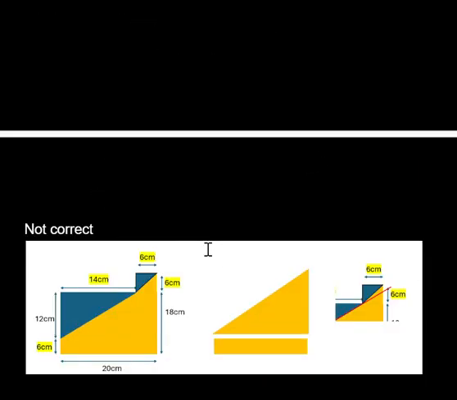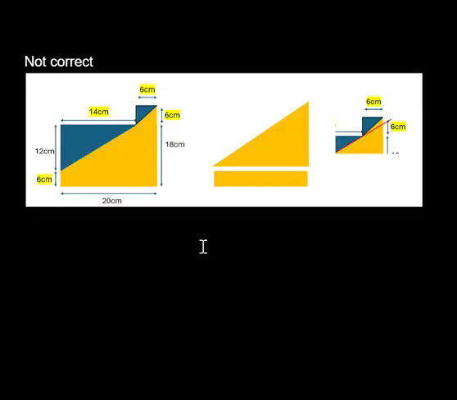I also want to share a mistake that children may tend to make. They thought that this was the shaded area. Remember just now the orange was on this side. They simply flip it and say that I have a big triangle and a rectangle below. So I find the area of the big triangle and the rectangle below, and add up, and that is the total shaded area.